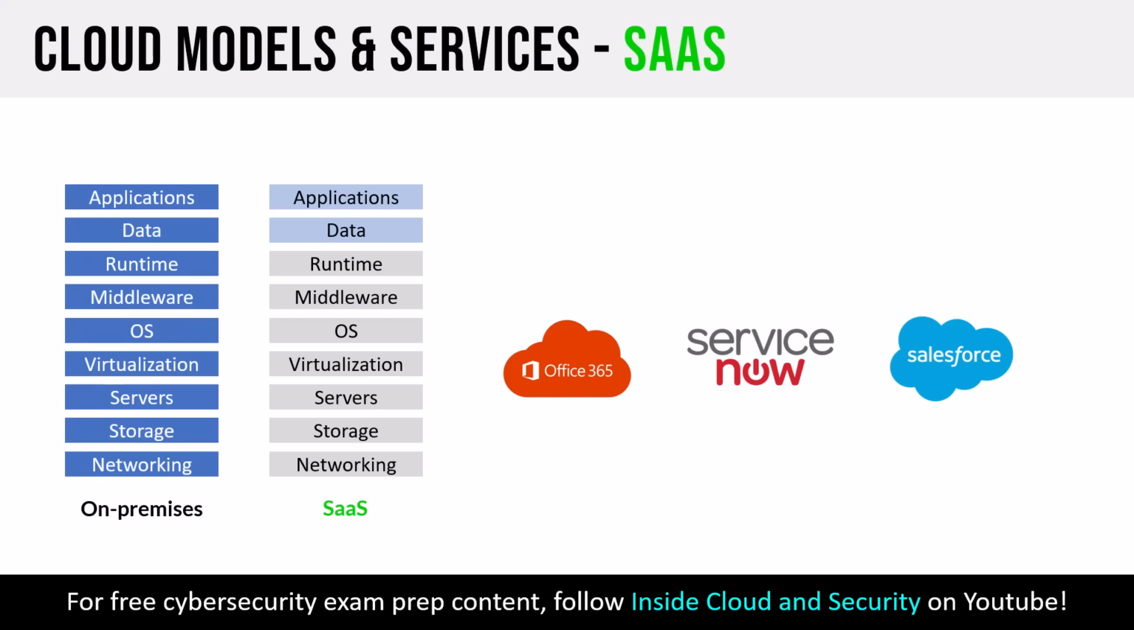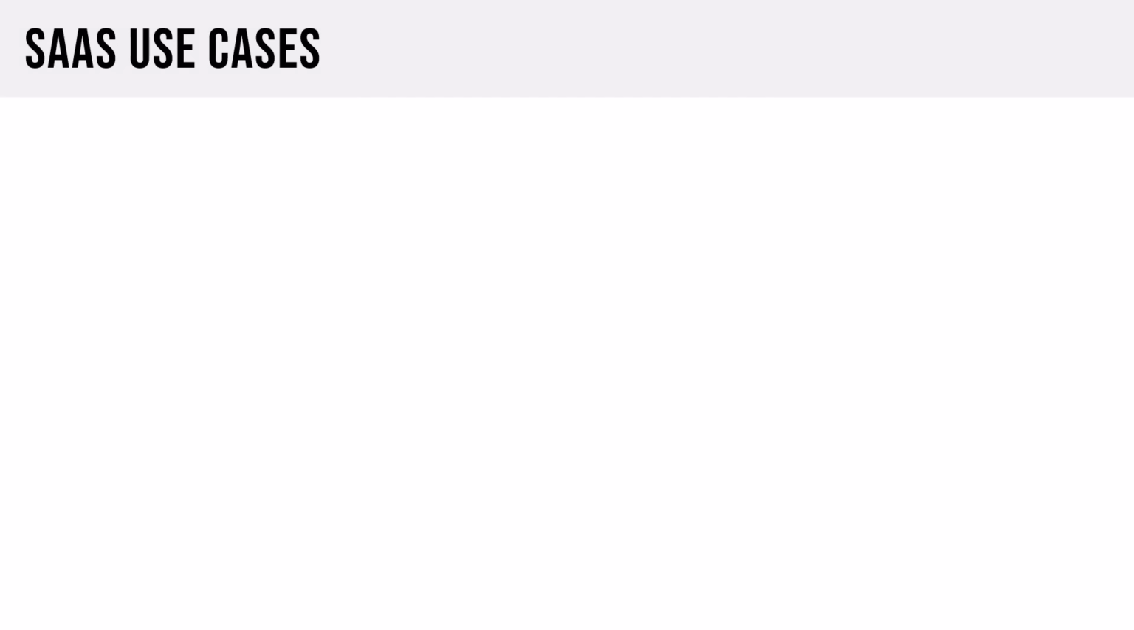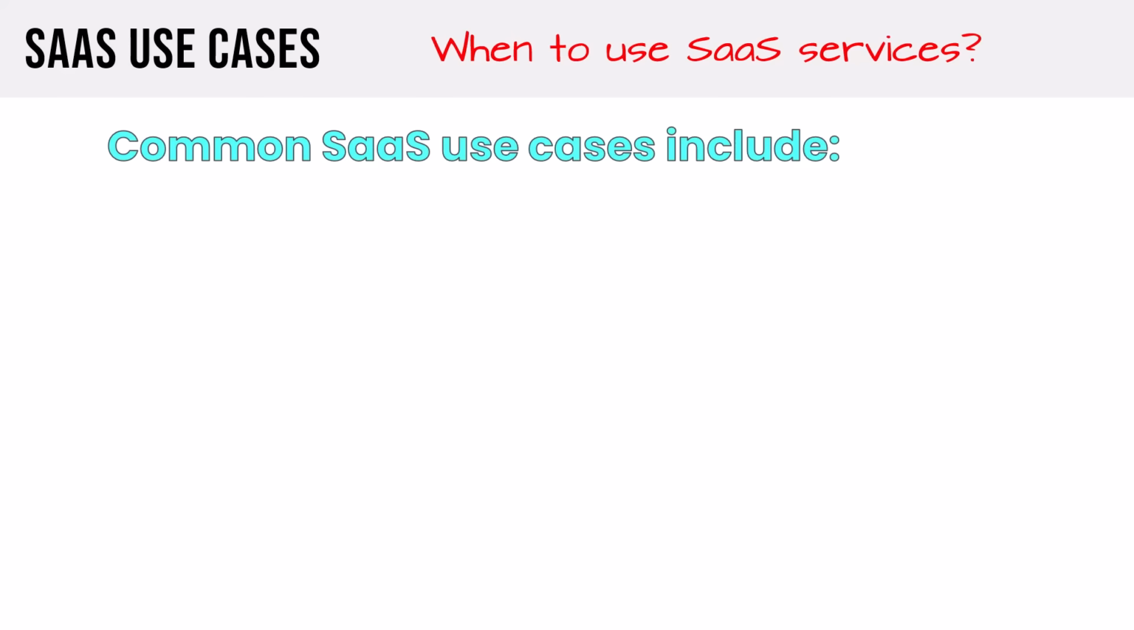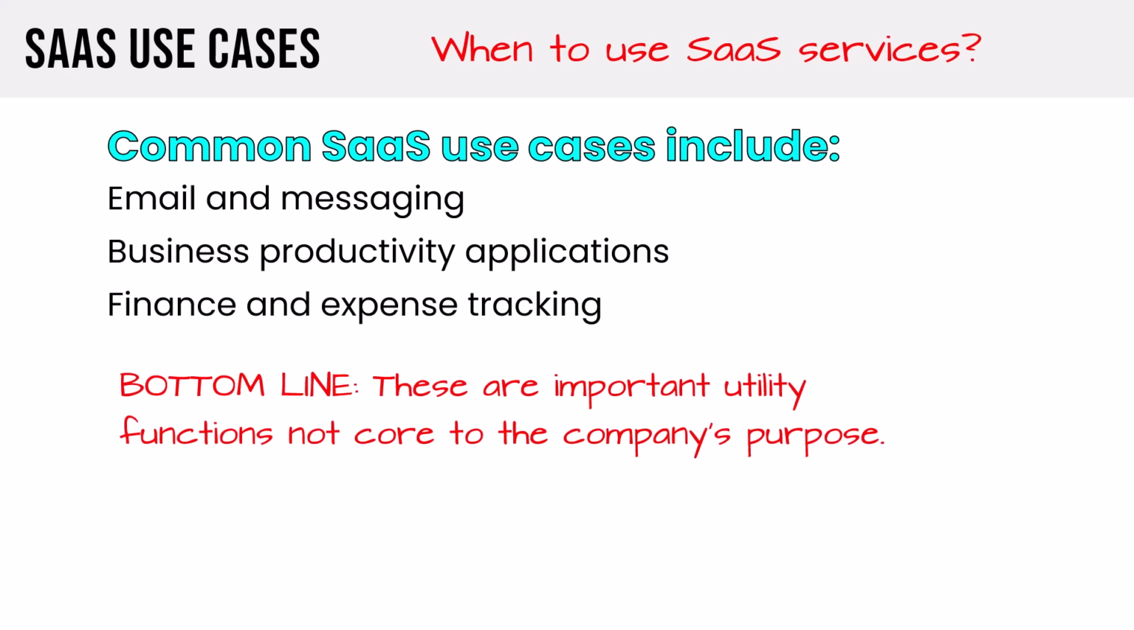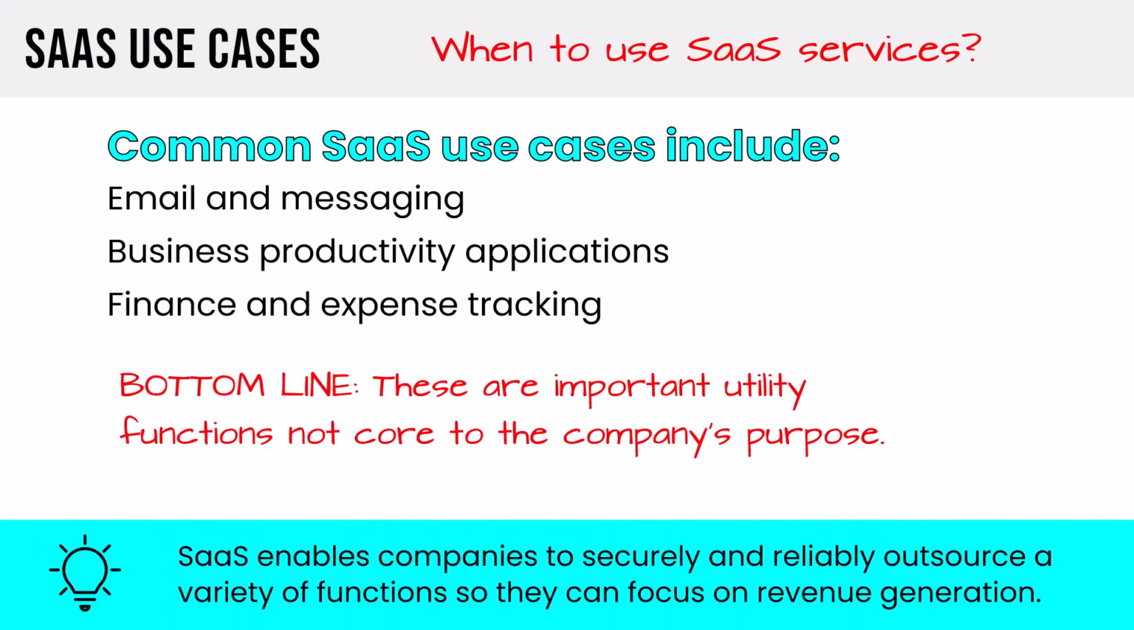As was the case with IaaS and PaaS, you're expected to be familiar with common use cases of software as a service, and there are several. For example, email and messaging. As I said, nobody misses hosting their own email servers. Business and productivity applications. SharePoint for document collaboration. Finance and expense tracking. Bottom line, these are all important utility functions, but they're not core to the company's purpose. So perhaps more than anything, SaaS enables companies to securely and reliably outsource a variety of utility functions so they can focus on innovation and revenue generation.